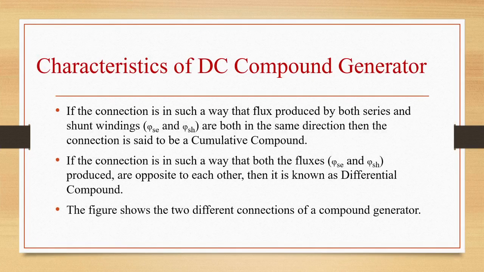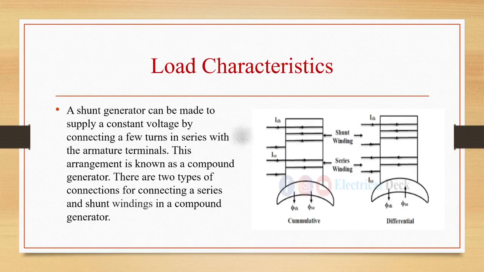If the connection is such that the flux produced by both the series and shunt windings, phi SC and phi SH, are in the same direction, then the connection is said to be cumulative compound. And if the connection is such that both fluxes phi SC and phi SH produced are opposite to each other, then it is called a differential compound generator. In the figure we can see the connection diagram of differential and cumulative compound generators.